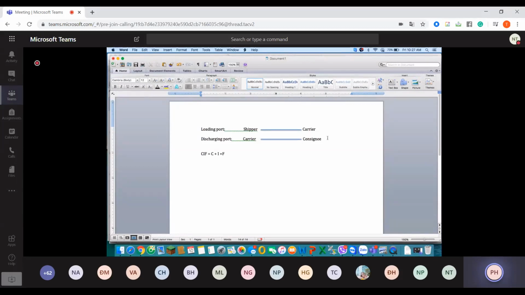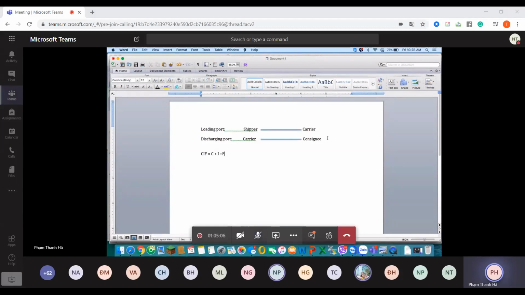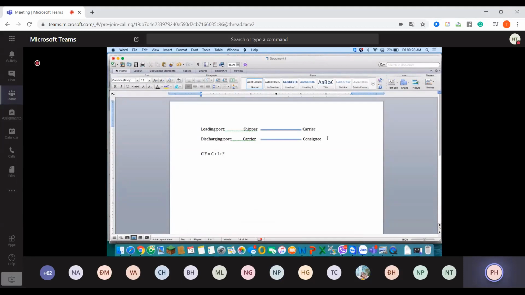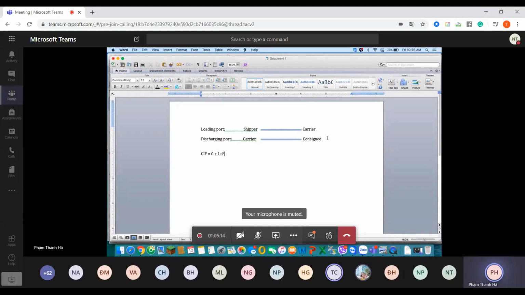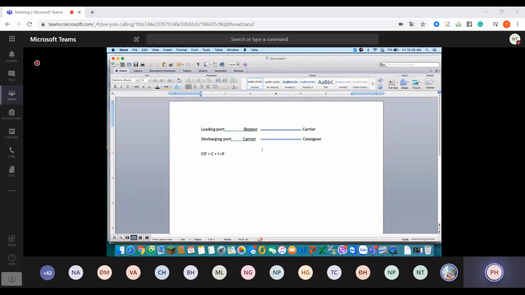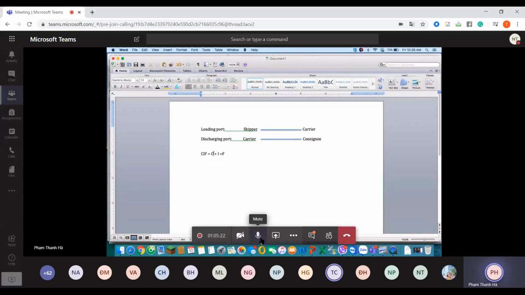So what is F? Freight. What is freight? It is the cost for transportation. Exactly. Okay. So how about the C? What is C? C is general cost for. General cost. Yeah.